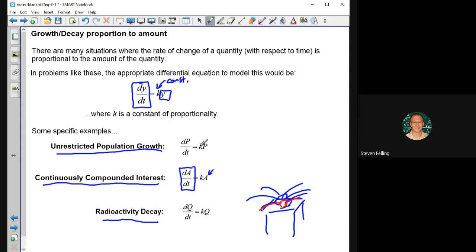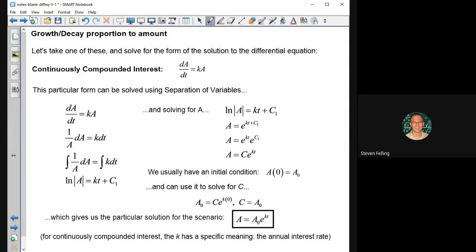The derivative is equal to some constant times the quantity of the y variable. Okay, so let's look at a specific example here, and we'll actually go through the solution process. Let's say that we have some sort of compound interest thing where you have dA/dt is equal to a constant times A. Okay, this particular form can be solved by separation of variables.